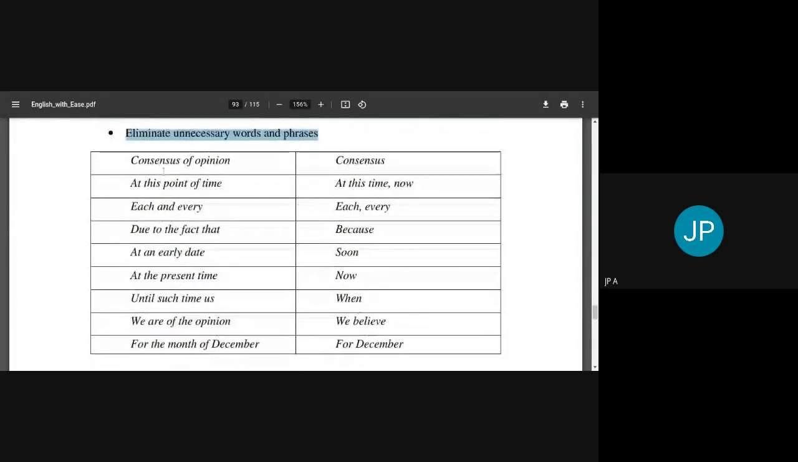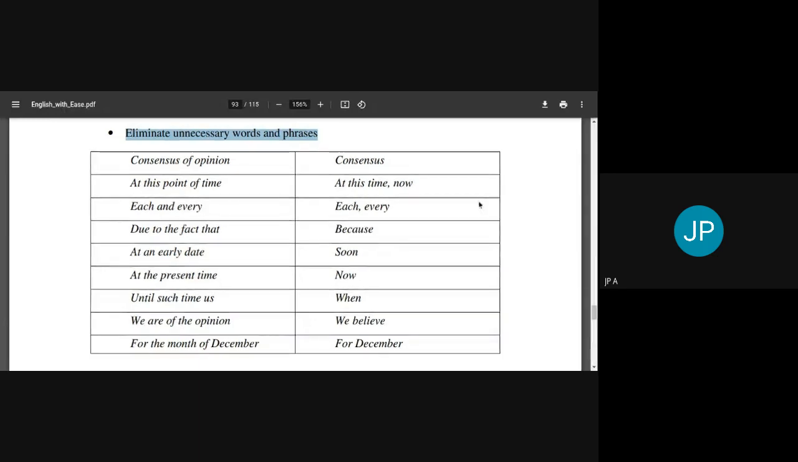For example, consensus of opinion. Consensus എന്ന് പറഞ്ഞാൽ തന്നെ it means unity of opinion. പിന്നെ അവിടെ unity of വീണ്ടും opinion ആവശ്യമില്ല. The meaning of consensus is unity of opinion. അപ്പം ഞാൻ consensus of opinion എന്ന് പറഞ്ഞാൽ unity of opinion എന്ന് 2 തവണ പറയുന്ന പോലെയാണ്. So that is not required. Consensus എന്ന് മാത്രം പറഞ്ഞാൽ മതി. Consensus of opinion ആവശ്യമില്ല. അതുപോലെ തന്നെ ഒരുപാട് യൂസേജസ് ഉണ്ട്.